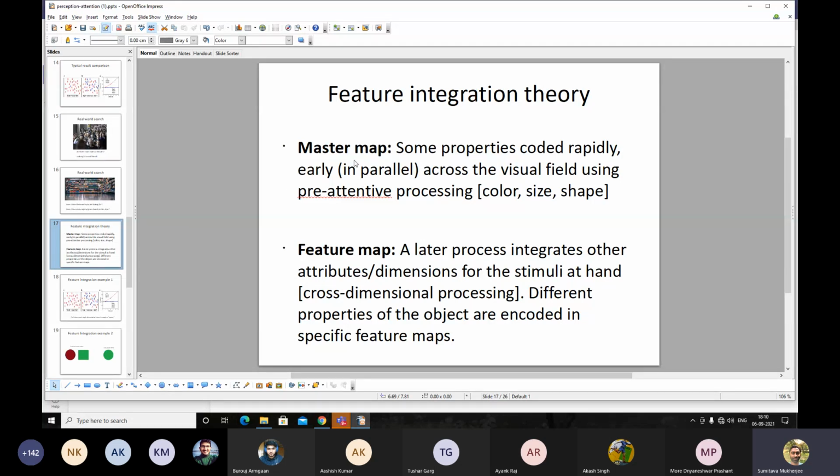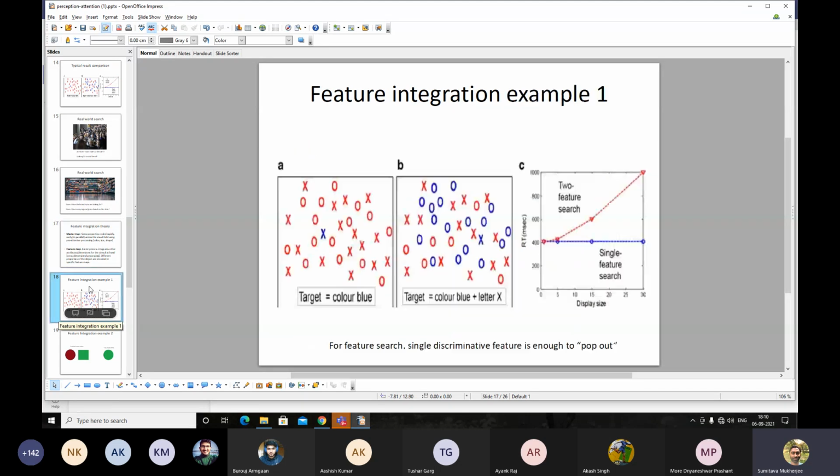So at that stage, we develop this master map, and then we do something called a feature map, which is a later stage that integrates the attributes and dimensions that were picked up during the master map. And slightly later on, different properties of the object are encoded in specific feature maps. So I have to show an example of how that works.